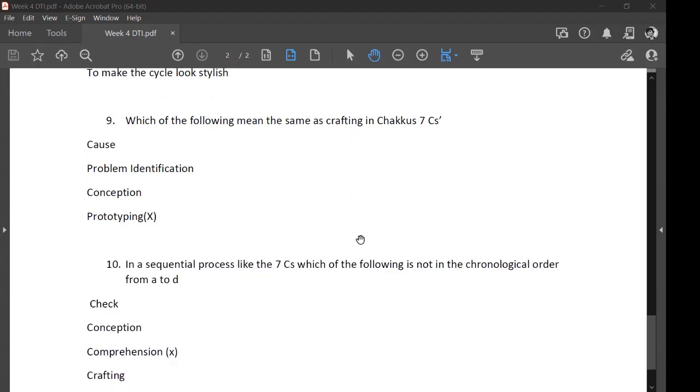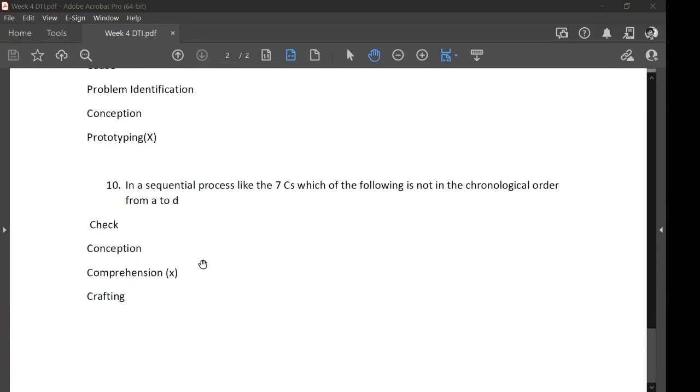Okay, let's go to question number 9. Which of the following means the same as crafting in the Seven Seas? Let's go to the options: cause, problem identification, conception, prototyping. If you see the answers, you can understand that it is prototyping which is crafting, and that's what he means by the word crafting. Cause, problem identification, and conception are not close to the meaning of crafting in the first place. So it's a fairly straightforward question, and the correct answer is prototyping.